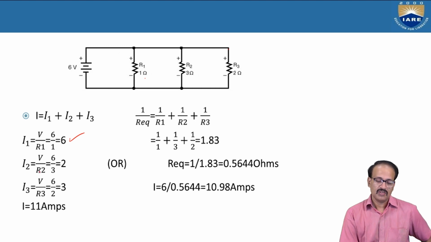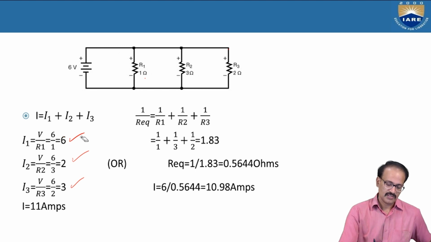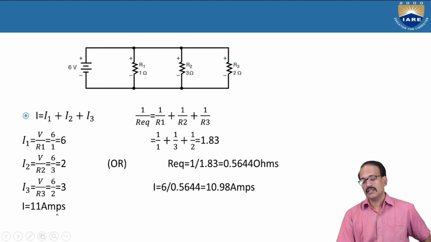Similarly, I2: the voltage is the same, so that is 6 by R2. R2 is 3, so 6 by 3 is equal to 2. And I3 is equal to V by R3. R3 is 2, so 6 by 2, that is 3. If I add all these, I will get the main source current. So I1 plus I2 plus I3 is equal to 6 plus 2 plus 3, that is 11 amperes.